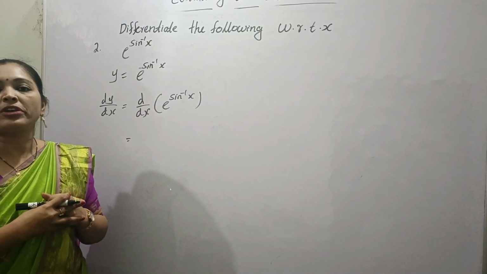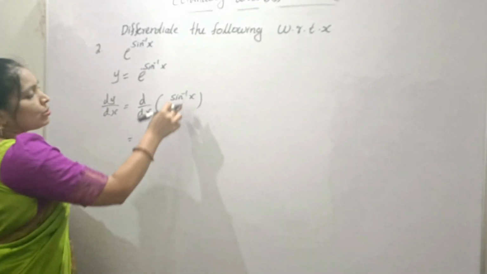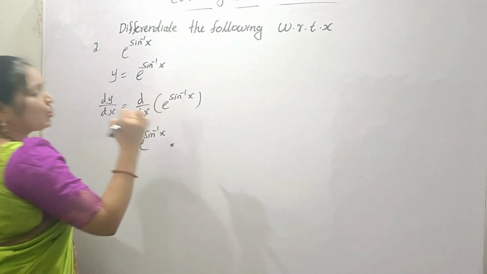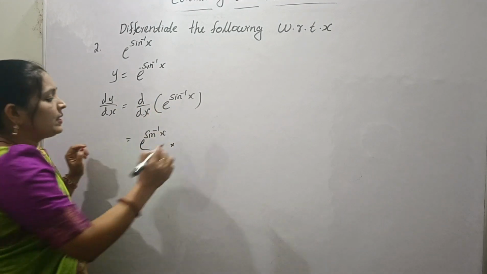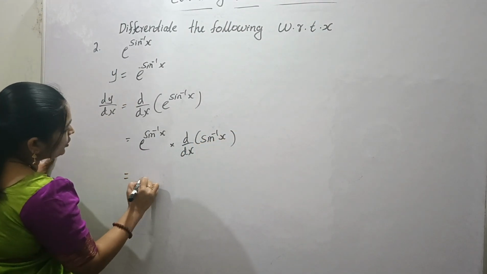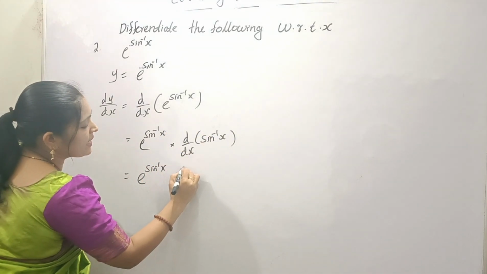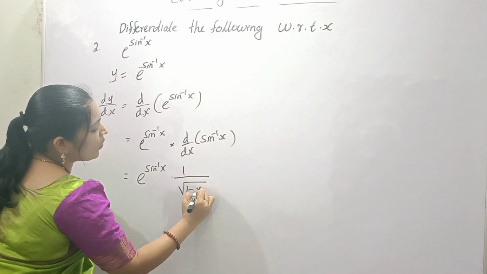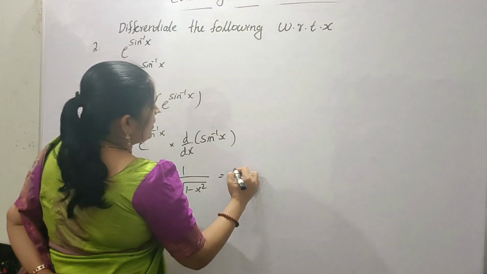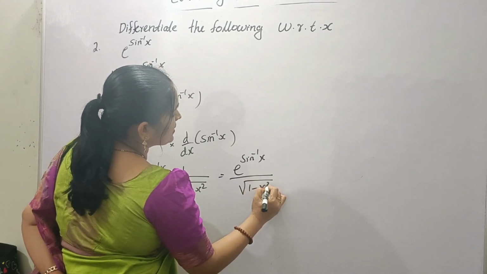So what is the derivative of e raised to x? E raised to x itself, right? So here we will write e raised to, not x, sin inverse x, into derivative of sin inverse x, d by dx of sin inverse x. That is equal to e raised to sin inverse x into derivative of sin inverse x is 1 divided by square root of 1 minus x square. That is equal to e raised to sin inverse x divided by square root of 1 minus x square.